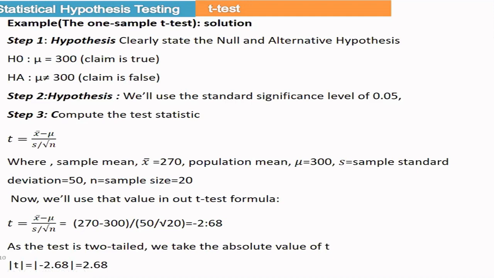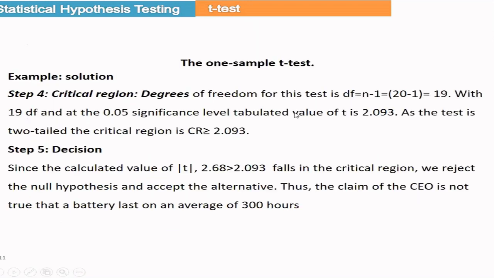Okay. Now the third step, we have to find the critical region. For the critical region, as I told you, for the t-test you have to consider degrees of freedom. Here the degrees of freedom will be n minus 1, which is 19. So for 19 degrees of freedom at the 5% level of significance, for a two-tail test, the tabulated value of t is 2.093.